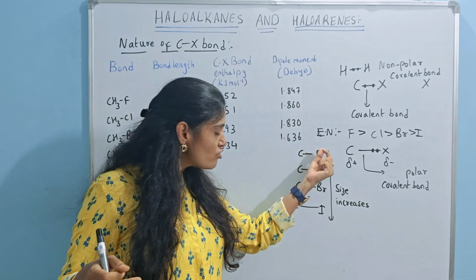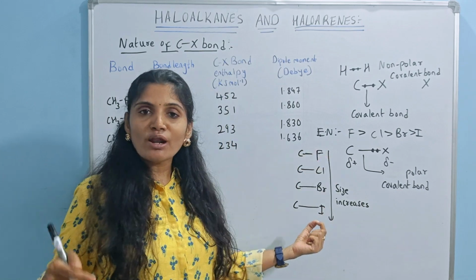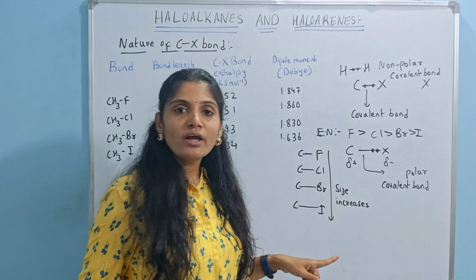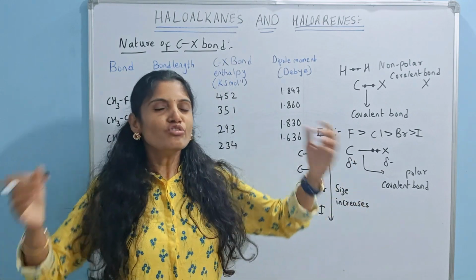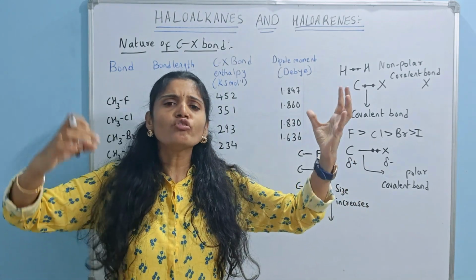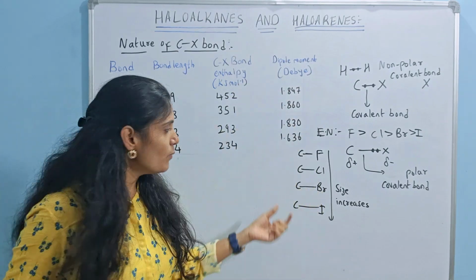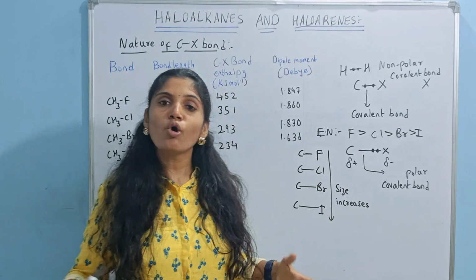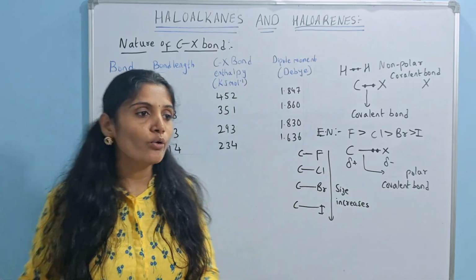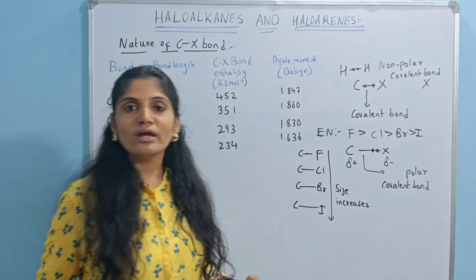When you know that the distance between the atoms increases when the size of the halogen increases, when I come to the C-I bond, the bond length is more, so the shared pair of electrons are not so much controlled by the nuclei of both carbon and iodine. So when the bond is not under so much control of the nuclei of carbon and iodine, it is very easy for me to break the bond.